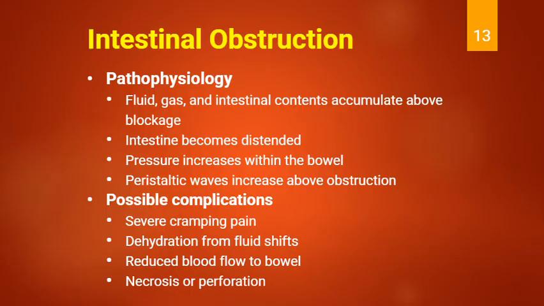When an obstruction occurs, fluid, gas, and intestinal contents accumulate above the blockage. As these contents build up, the intestine becomes distended, and pressure inside the bowel increases. The intestine initially attempts to push material past the obstruction by increasing peristaltic contractions above the blockage. These strong contractions often cause severe cramping abdominal pain. As pressure continues to increase, fluid shifts from the bloodstream into the intestinal lumen. This can cause dehydration and electrolyte imbalance. If the pressure becomes severe enough, it can reduce blood supply to the intestinal wall. This may result in bowel tissue necrosis, perforation, and life-threatening infection.